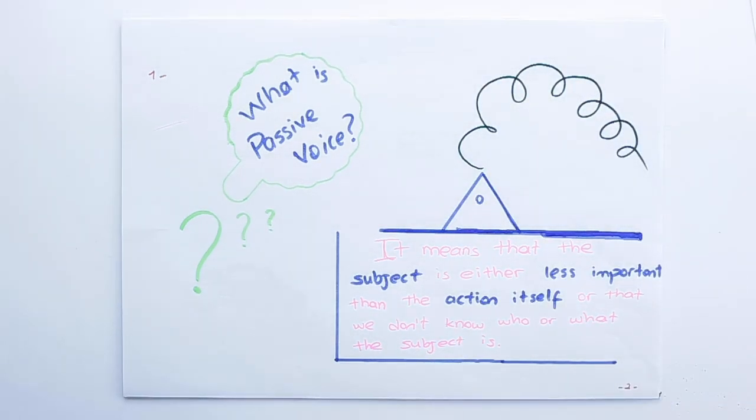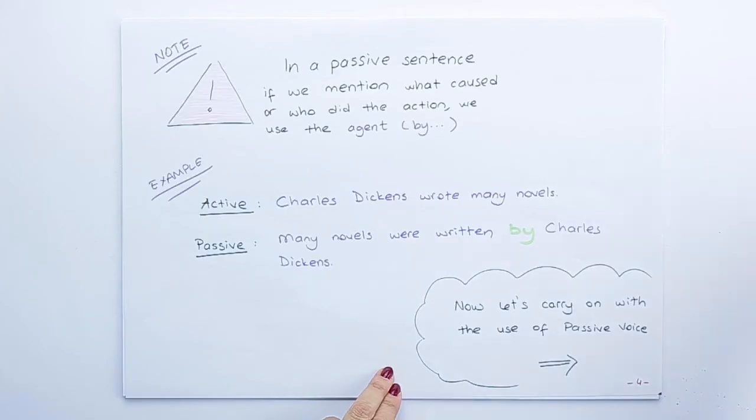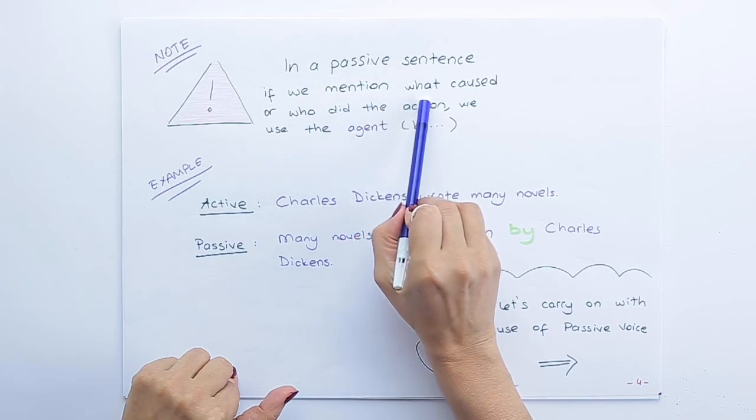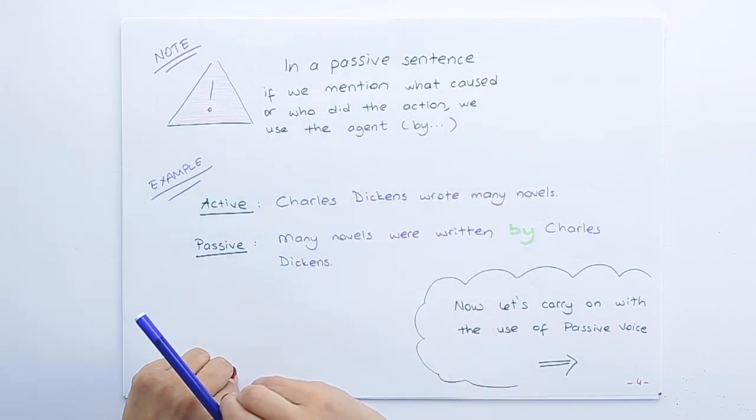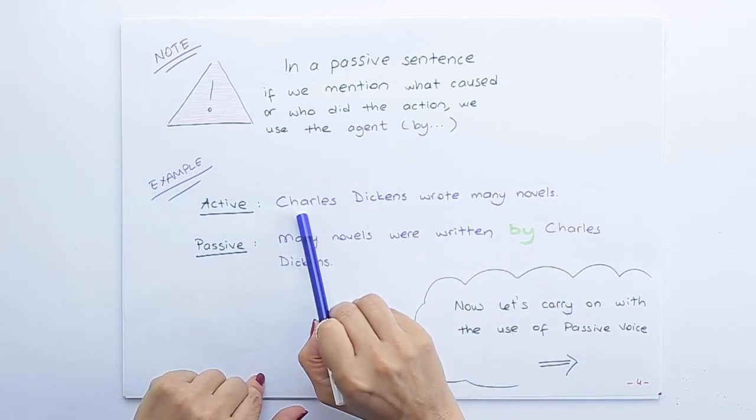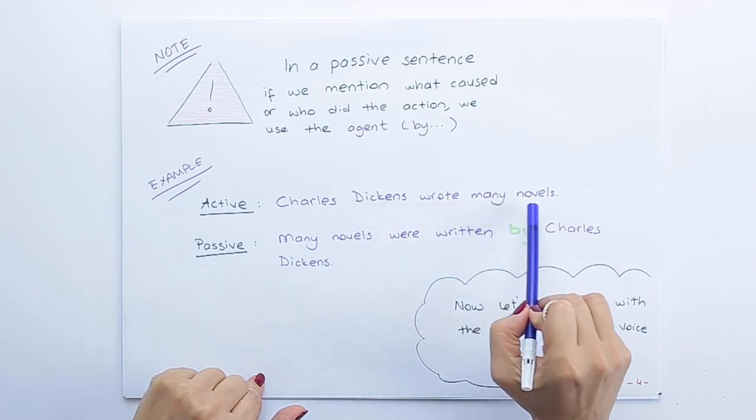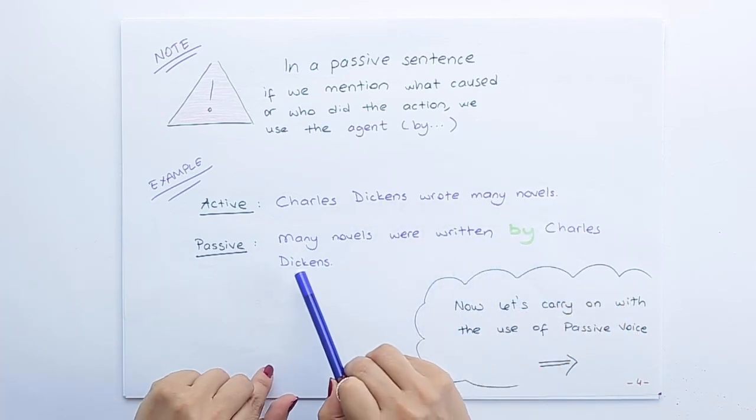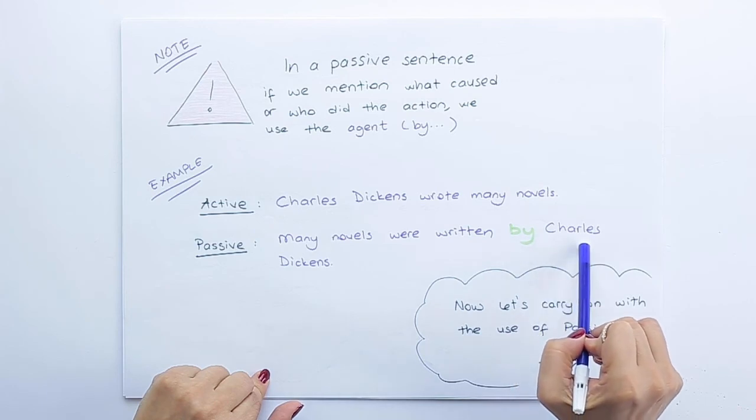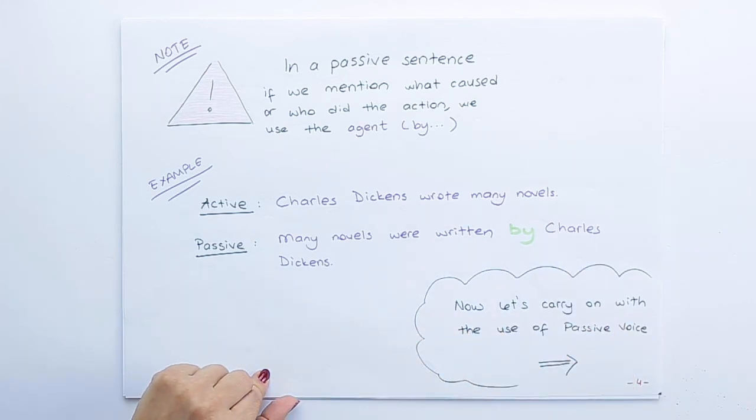What is passive voice? It means that the subject is either less important than the action itself, or that we don't know who or what the subject is. Note, in a passive sentence, if we mention what caused or who did the action, we use the agent by. For example, Charles Dickens wrote many novels. Active sentence. Many novels were written by Charles Dickens. This is my passive sentence.